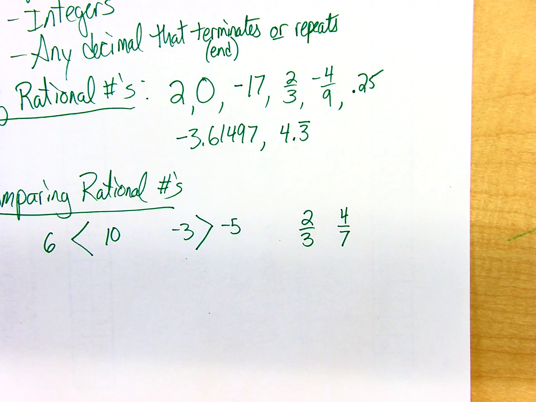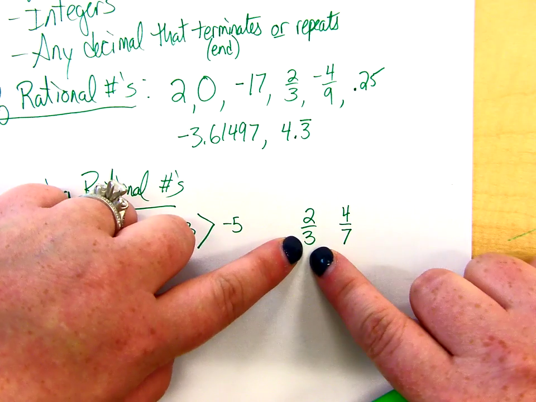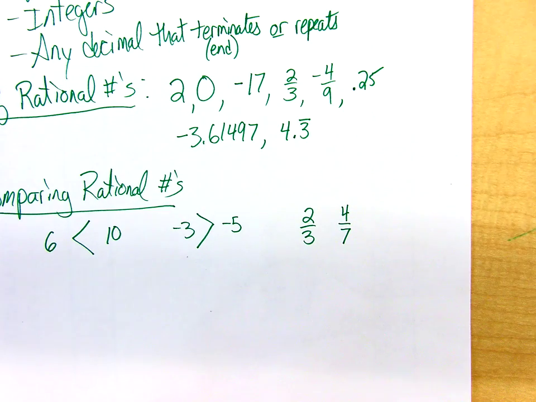You have a couple of options. One thing you can do is turn them both into decimals if you wanted. I would not recommend that here. There's an easier way. Because I know what 2/3 is as a decimal, but I don't know what 4/7 is as a decimal. Do you? If you know it, great. If you don't, I don't know it. So I could do the long division, and I could get it as decimals.